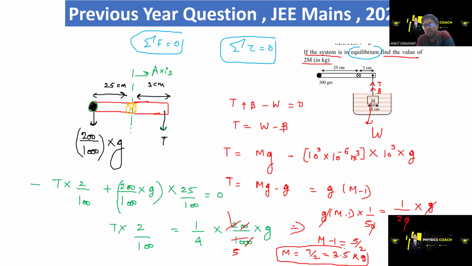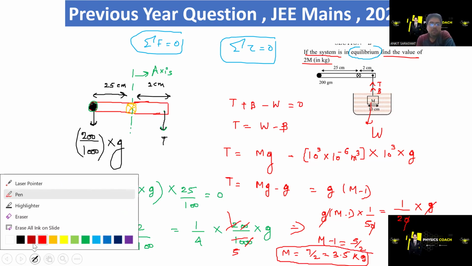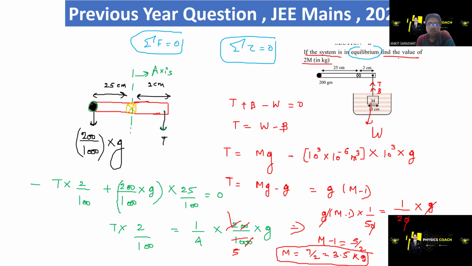But actually, they are not asking for m. What they are asking is the value of 2m. So 2m will be 2 multiplied by 3.5, which comes out to 7. I hope this doubt is clear. Chalo.